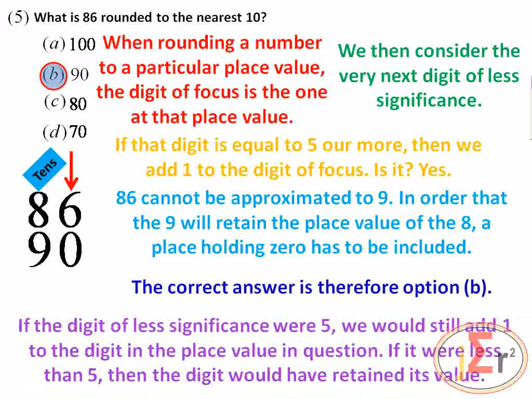If the digit of less significance were 5, we would still add 1 to the digit in the place value in question. If it were less than 5, then the digit would have retained its value. So if the next digit were a 5, then we would still add 1 to the 8. But if it is less than 5, then we would not add 1 to the 8.